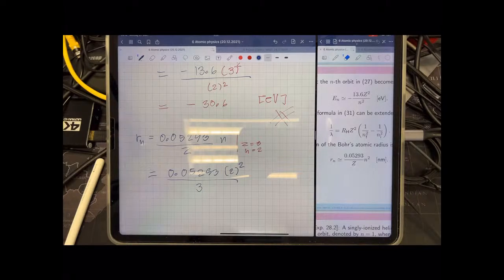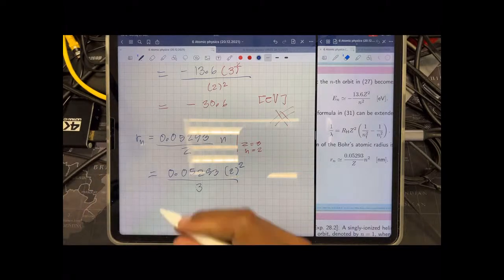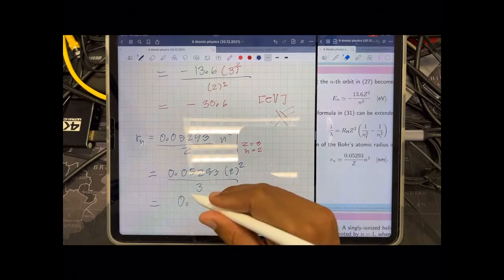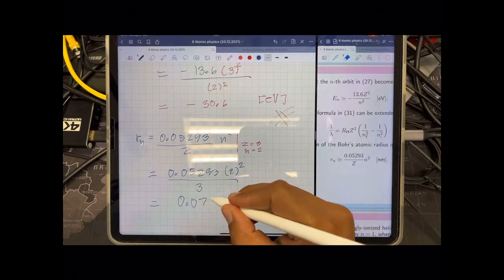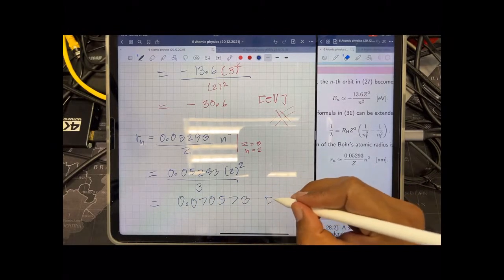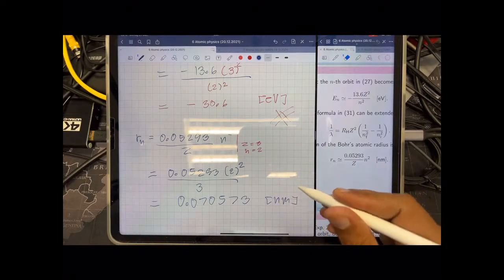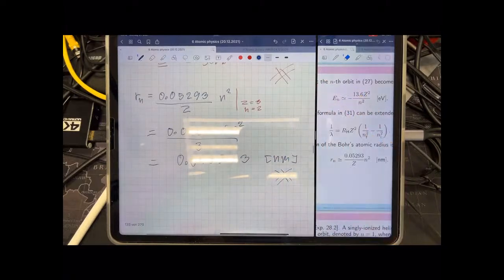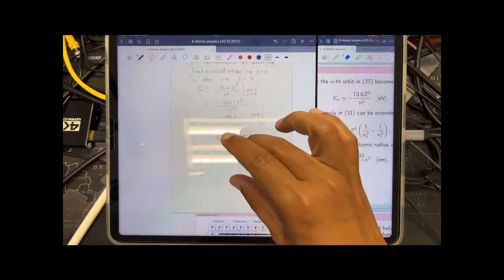0.05293 times 2 squared divided by 3. So it's going to remain, of course the radius could not be negative, 0.0705773. The radius has units of nanometer. All right, and that's the case here, radius in nanometer.